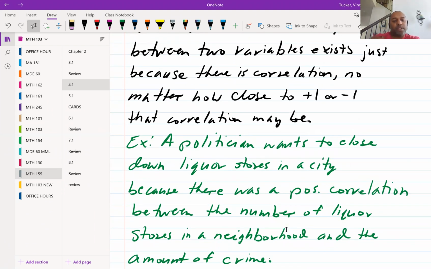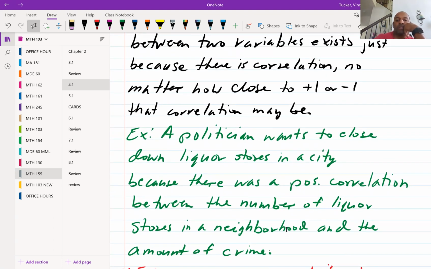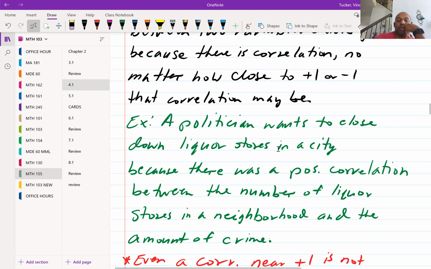All right, example of what this means. A politician wants to close down liquor stores in the city because there was a positive correlation between the number of liquor stores in the neighborhood and the amount of crime. So we have a rebuttal to that in a second, but just give me a chance to write that down for those who are writing it.